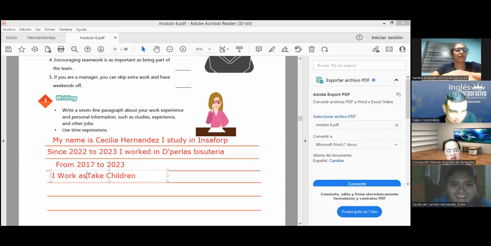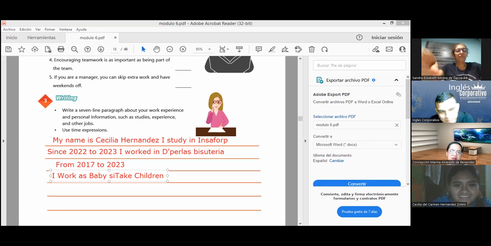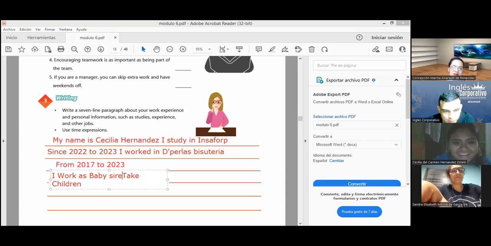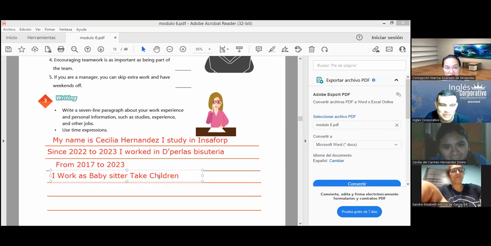Okay. As baby... sitter. Doble T. Sí, doble T. S-I. ¿Así? No, perdón. Doble T, T de tomate. Ok, entonces la primera R. Así, ¿verdad? Yes. Y elimino "take children". Sí, ahí entendemos que cuidaba a los niños cuando decimos que era niñera. Babysitter. Ok, entonces así lo dejo. Quité el "take children". Ahí entendemos que trabajaba cuidando niños, ¿verdad? Cuando dice babysitter. Okay.